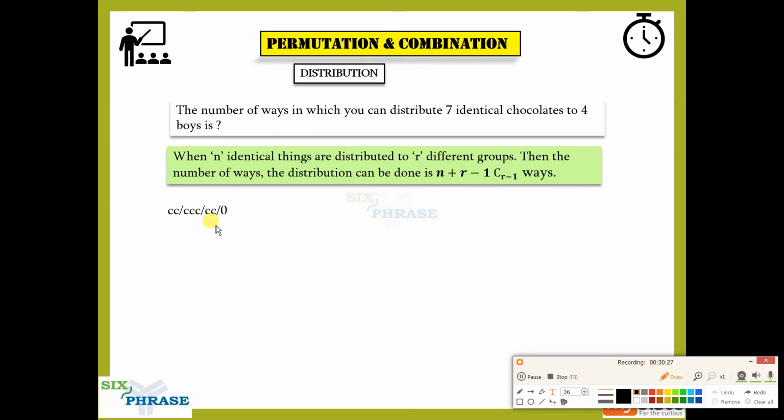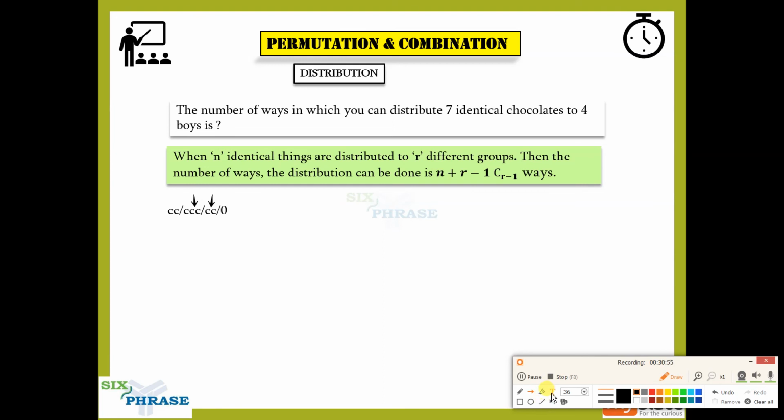Now what this says is, the first 2 chocolates go to the first boy, the next 3 chocolates go to the second boy, the last 2 chocolates go to the third boy, and the fourth boy doesn't get any. That is why it says 0. Now just concentrate on this second and third part alone.